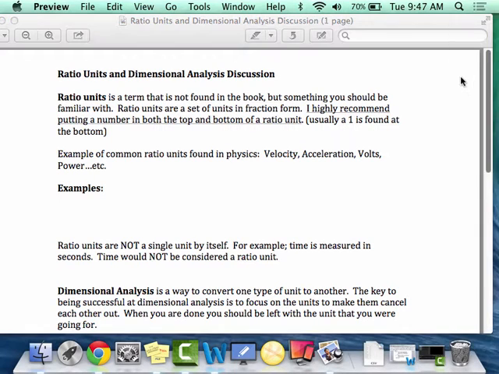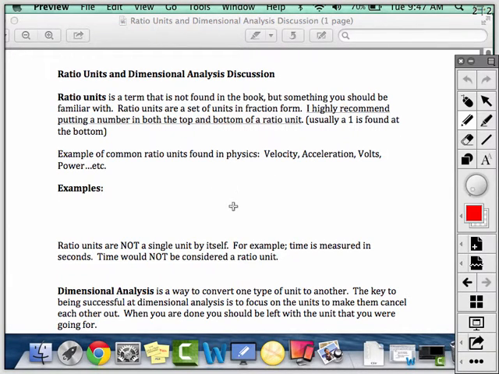So ratio units, what are they? What are they all about? Well, ratio units is not a term that you will find in your book, okay? But I think it's something that you should be familiar with. And basically, a ratio unit is a unit that is in a fraction form.